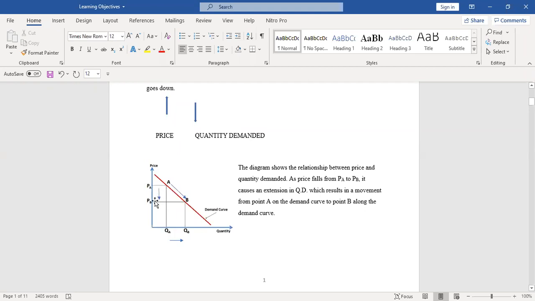Now the price fell from PA to PB. Good. That will cause people to demand more. Okay, we will fall at a new point on the demand curve, which will take us to QB, right? Now, what this shows you is that the diagram shows the relationship between price and quantity demanded. As a result, as price falls from PA to PB, it causes an extension, and I want you to note this word here, an extension in quantity demanded, which results in a movement from point A on the demand curve to point B along the demand curve. Now, what type of movement is that? It is a downward movement. So when price falls, it causes a downward movement along your demand curve.